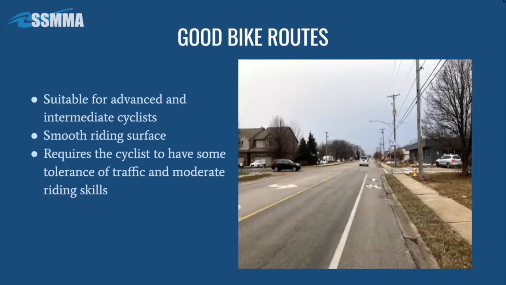The next bike route is going to be a good route. Now this is an example in Tinley Park on Oak Park Avenue where there are bike lanes. The speed limit's about 35 miles an hour. So this is a little bit more for an advanced or an intermediate cyclist. We want to make sure it's a smooth riding surface, but there is going to be some tolerance of traffic and moderate riding skills that you're going to have to use along this roadway. These routes are considered good bike routes in the determination you will be doing of your roads.